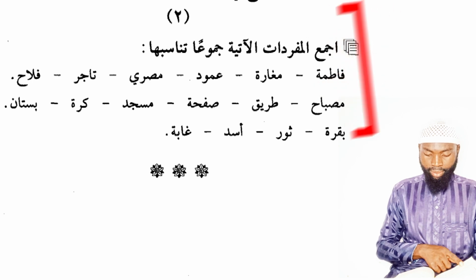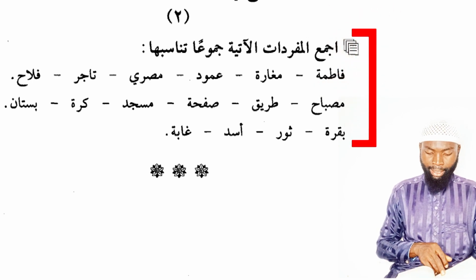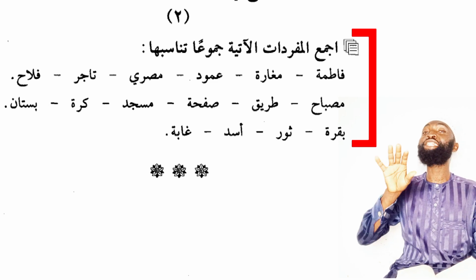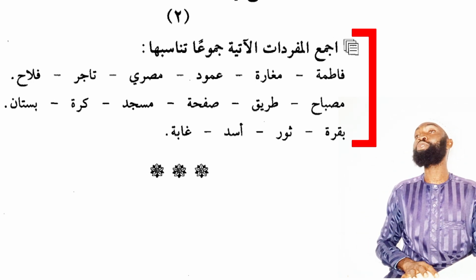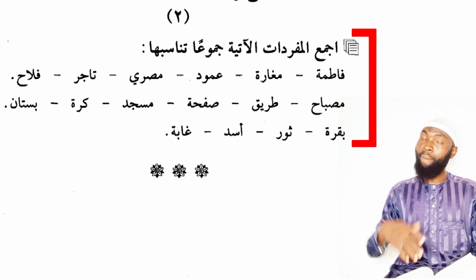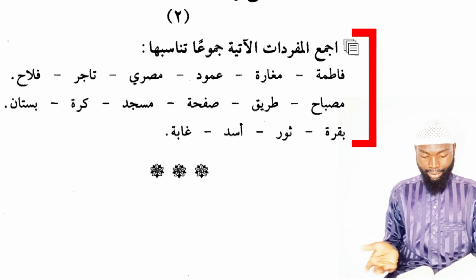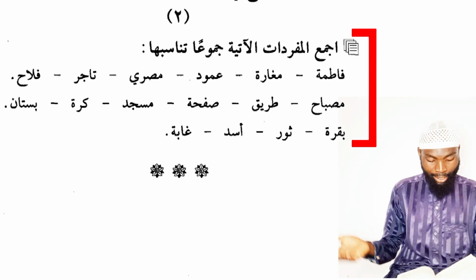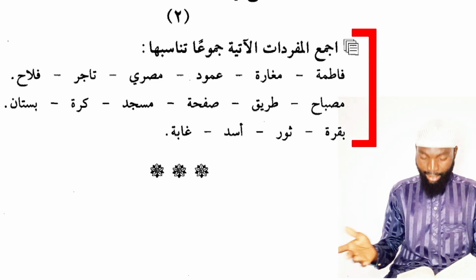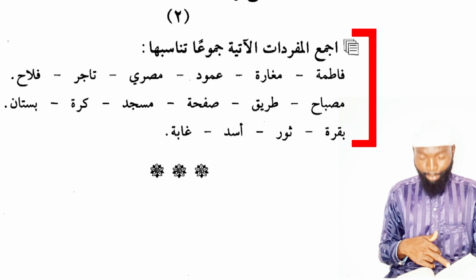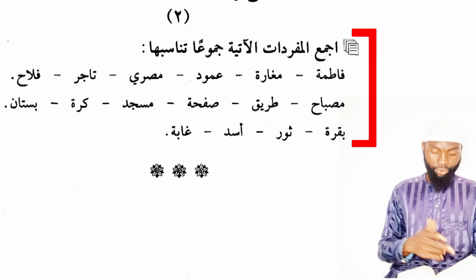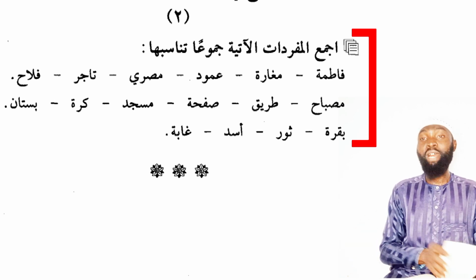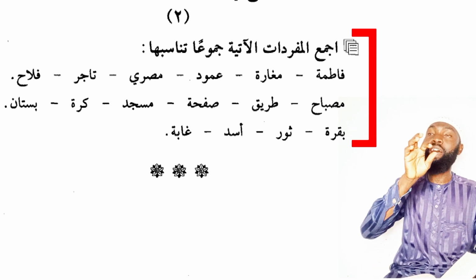We can do that. Exercise number 2, which is the last one, says: convert the following singular nouns into the appropriate plurals. The first one is Fatimatun to be Fatimat, Magoratun Magorat, Amudun Umud, then Misriyun, Tajirun Tujjar, Fallahun, Misbahun Masabih, Tariqun Turuq, Safhatun Safhat, Masjidun Masajid, Kurratun Kurrat, then Bustanun Basatin, Bakaratun Bakarat, Thawrun. Then we have Asadun Usud. Lastly, Gobatun Gobat. With this, we come to the end of this lesson, and when next we meet, we shall be discussing the i'rab of al-muthanna, of the dual.